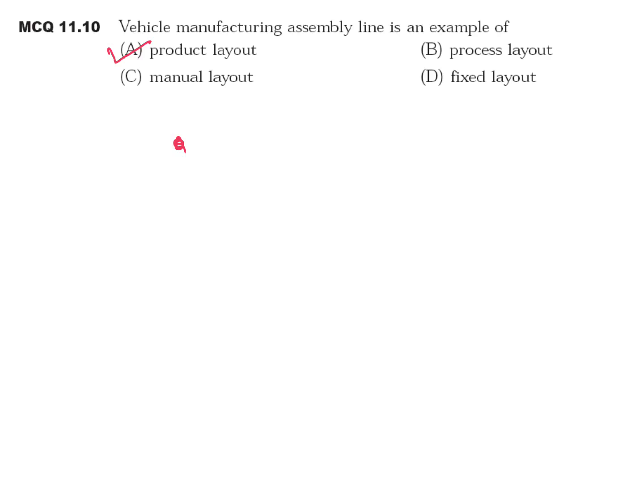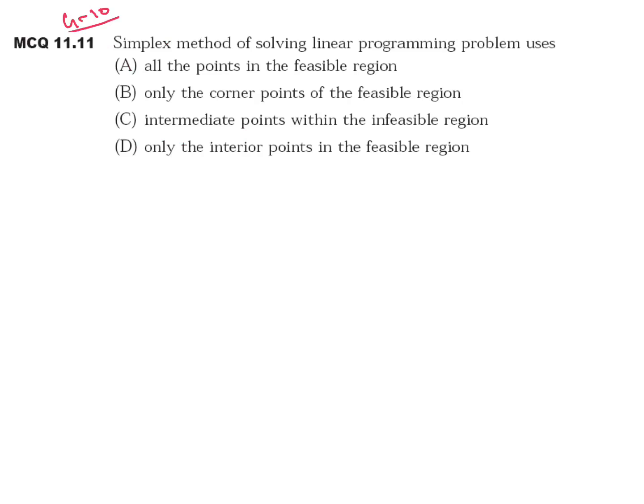This is a GATE 2010 question. Simplex method of solving linear programming problems uses: A, all the points in the feasible region. B, only the corner points of the feasible region. C, intermediate points within the infeasible region. D, only the interior points in the feasible region. Simplex method, B is the answer.